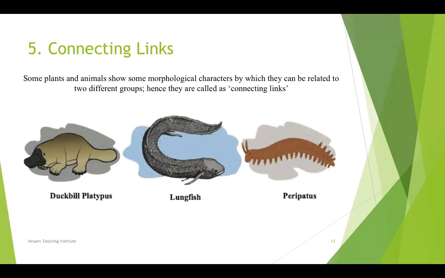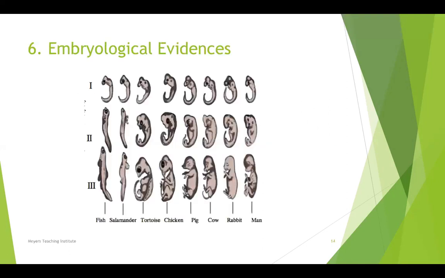Similarly, the duck-billed platypus lays eggs like reptiles but shows relationships with mammals due to the presence of mammary glands and hair. Lungfish performs respiration with lungs irrespective of being a fish. This is an example that indicates that mammals have evolved from reptiles and amphibians and from fishes, and in turn, amphibians from fishes.